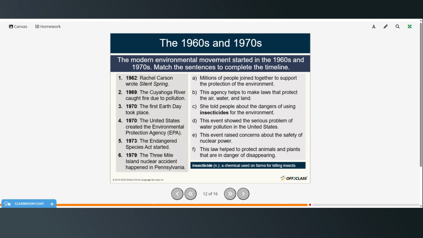So match the sentences to complete the timeline. And there's one vocabulary word. Insecticide is a chemical used on farms for killing insects. So try these on your own and then restart when you're ready to check your answers.